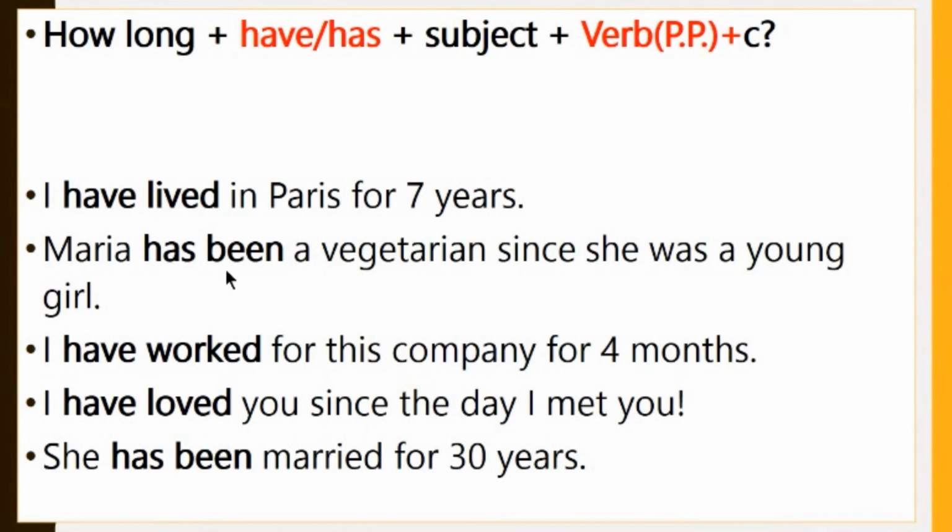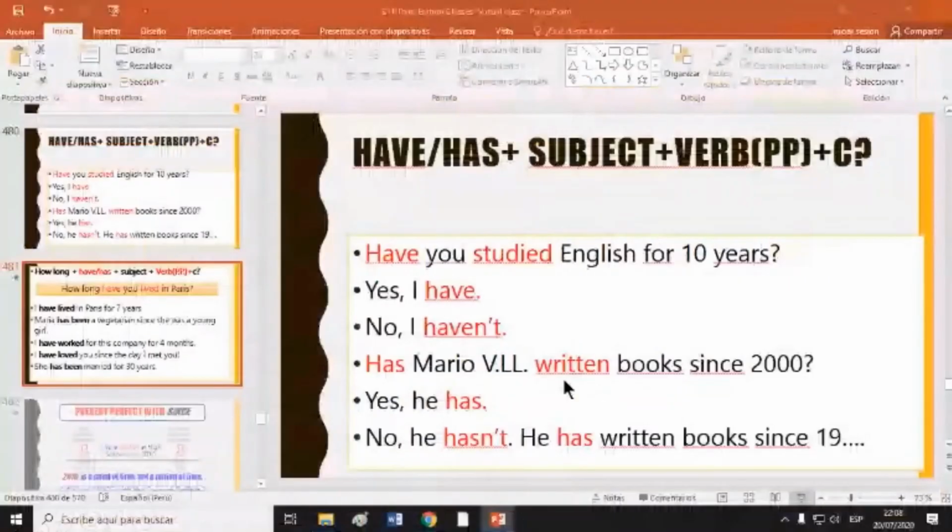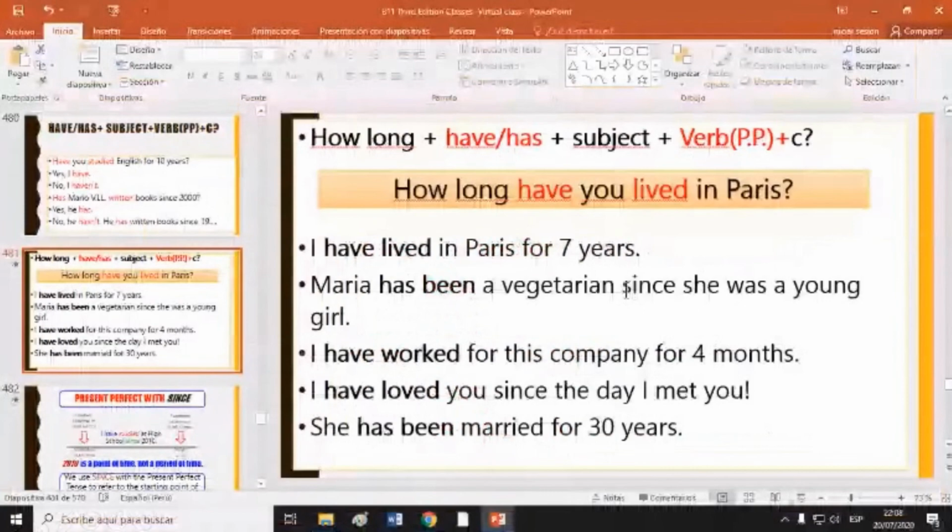Okay. So as you can see, you can ask questions with this, no? So: how long have you lived in Paris? How long has Maria been a vegetarian? How long have you worked for this company? How long have you loved me? How long has she been married? So here we are using "how long." And also you have these words, "since" and "for."